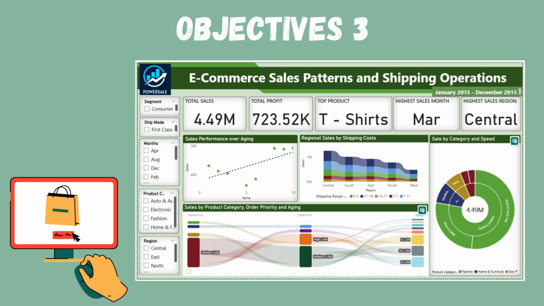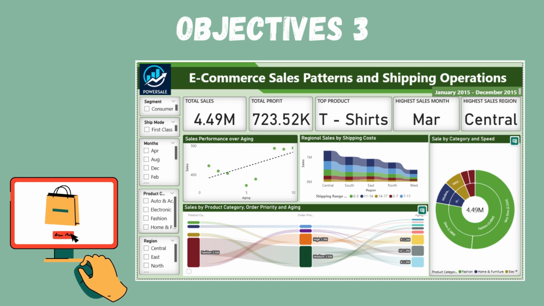Finally, to connect all these pieces, we have the Sankey diagram. This shows composition. The Sankey ties everything together, showing the flow from product category, order priority, and aging. We can clearly see fashion flows mostly into low or medium priority with longer aging, while electronics flow into high priority with shorter aging.